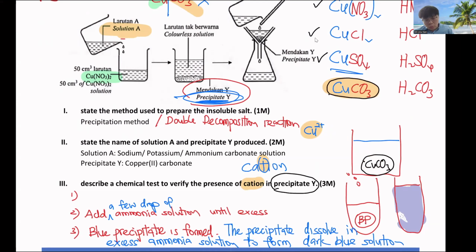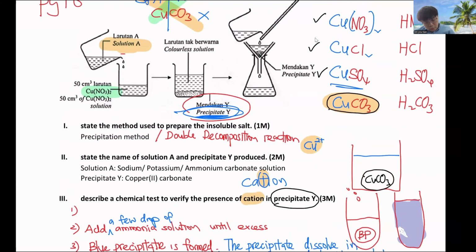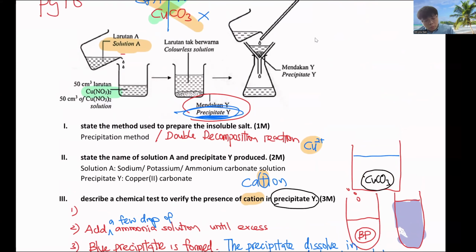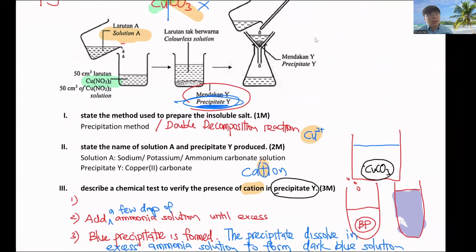So first, you need to do something to make this copper 2 carbonate dissolve in water. Can anybody tell me the answer? How do you make this copper 2 carbonate dissolve into water? Because copper 2 carbonate is insoluble in water, so you throw it into water, it won't dissolve. So the only way to make the copper 2 carbonate dissolve is what? You need to know the concept.